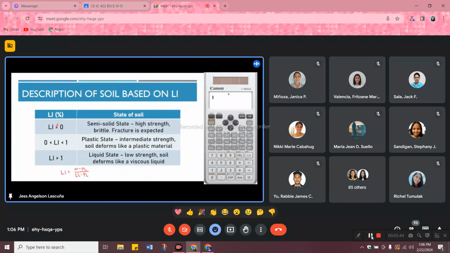And then another part, if your LI is within 0 to 1, so naa siya atong plastic state. So, intermediate ang strength and the soil deforms like a plastic material. So, I guess mao na yung ideal na to if mag-design ta. And if LI is greater than 1, so naa sa liquid state, low strength, and then soil deforms like a viscous liquid.